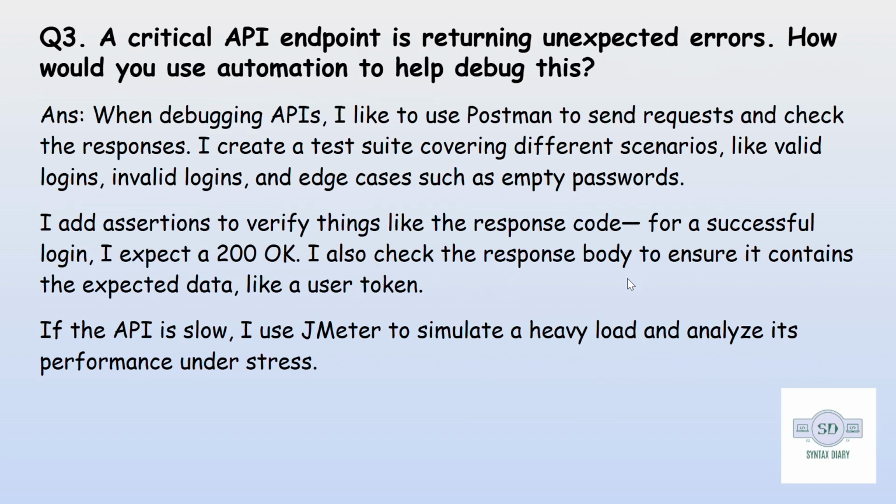A critical API endpoint is returning unexpected errors. How would you use automation to help debug this? When debugging APIs, I like to use Postman to send requests and check the responses. I create a test suite covering different scenarios like valid logins, invalid logins, and edge cases such as empty passwords. I add assertions to verify things like the response code. For a successful login, I expect a 200 OK.